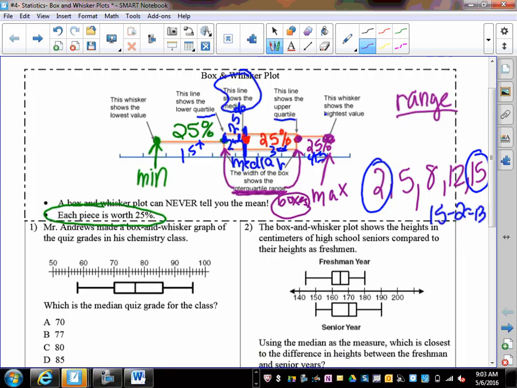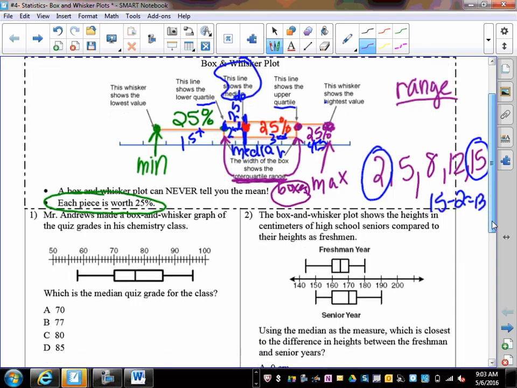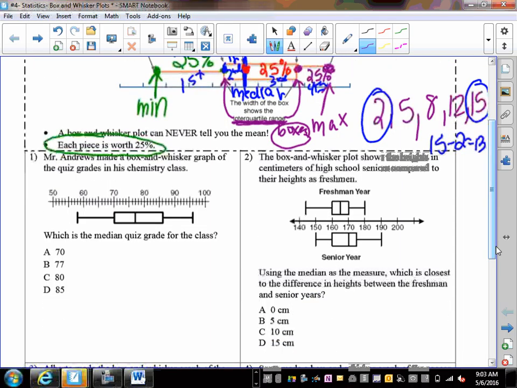Okay. All right. Now notice it says a box and whisker plot can never tell you the mean. And that's the question they like to ask you on the SOL. They like to see if you can pull information from your diagram here. They'll give you answer choices and ask what you can tell from this graph, and one will say the mean is 50%. And you say, haha, you can't tell the mean from it. They're trying to trick you.